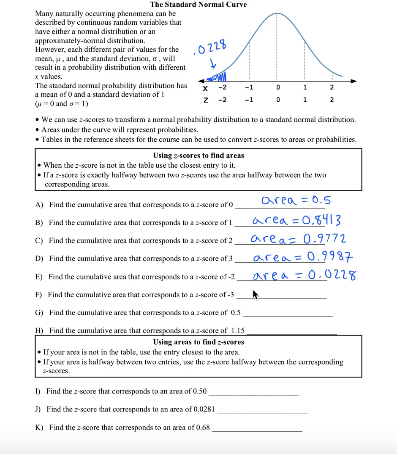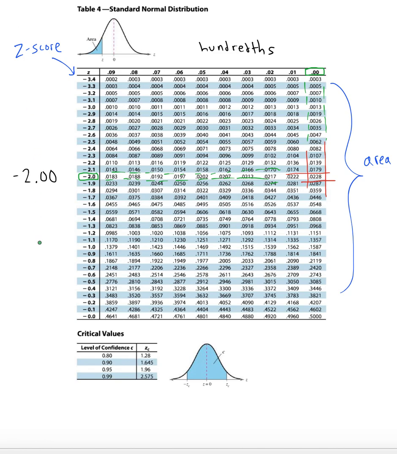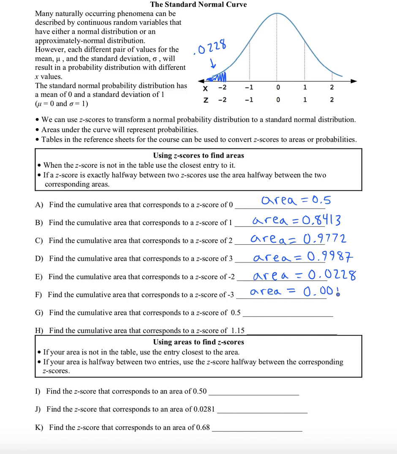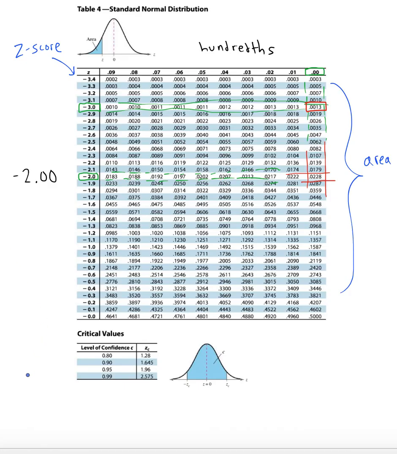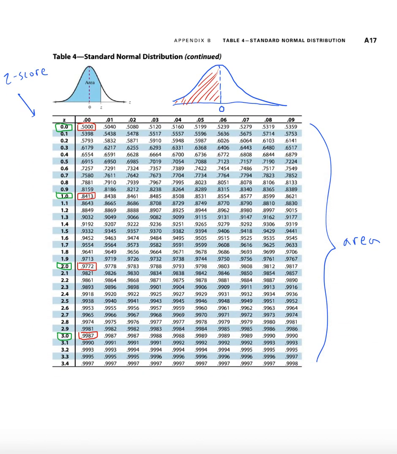Okay. How about the area to the left of -3? That's going to be even less. Okay, now we need to find the -3. We got to trace it all the way over. Intersect them. We're looking at 0.0013. Cumulative area corresponding to 0.5. Let's go back to our positive side now. 0.5 is right here. In this case, since our 100th is just going to be a 0, and this is the 0 heading here, we can just take this one right here. 0.6915.